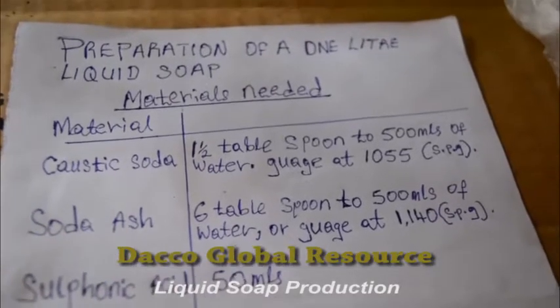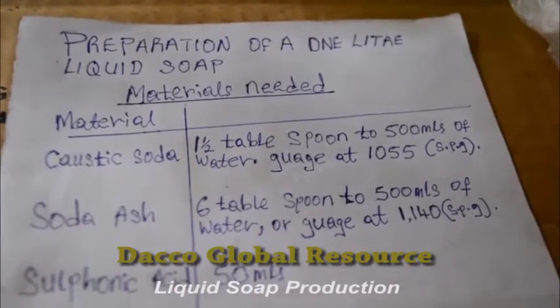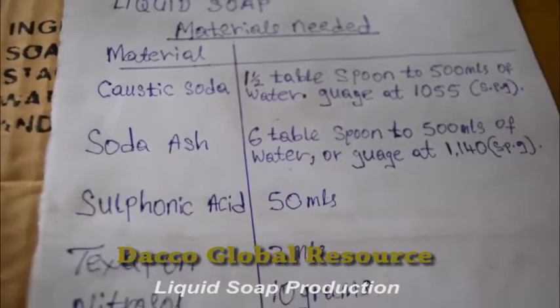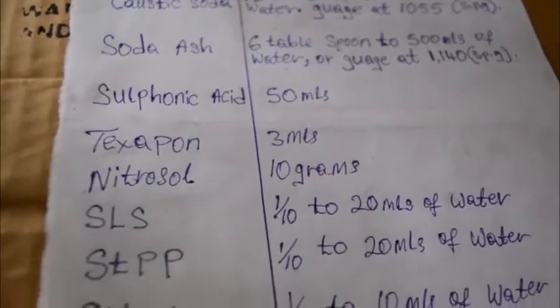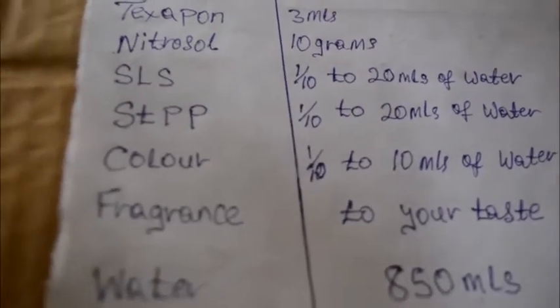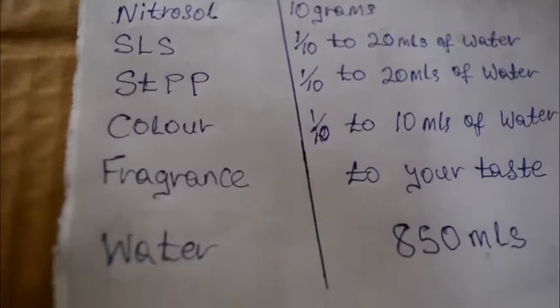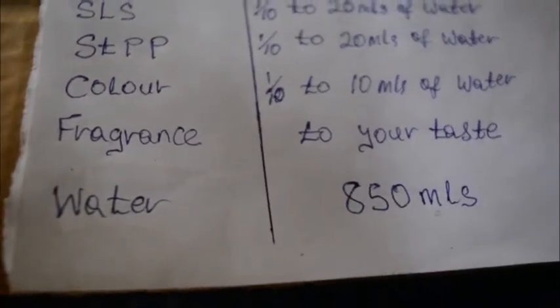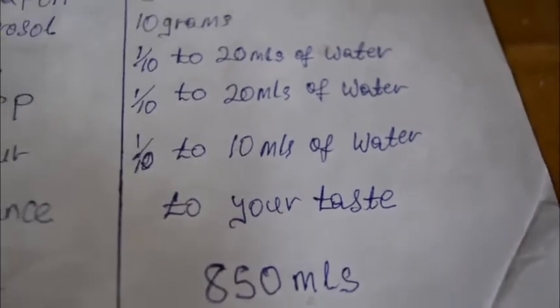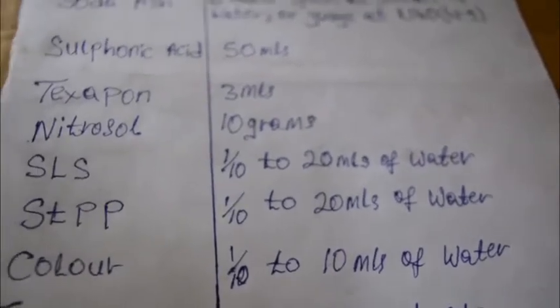In today's production, we are going to focus mainly on the preparation of liquid soap. That is how the liquid soap you buy in the market is produced. You can make your own for family use or for commercial purposes, that is, if you want to produce ones to sell in the market.